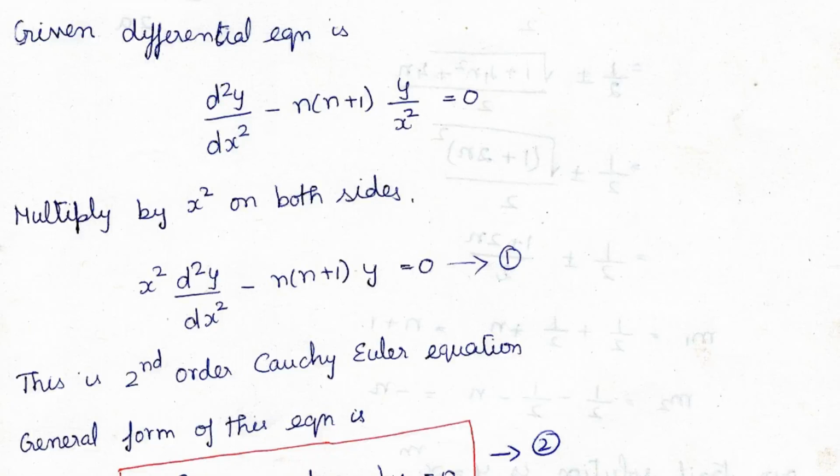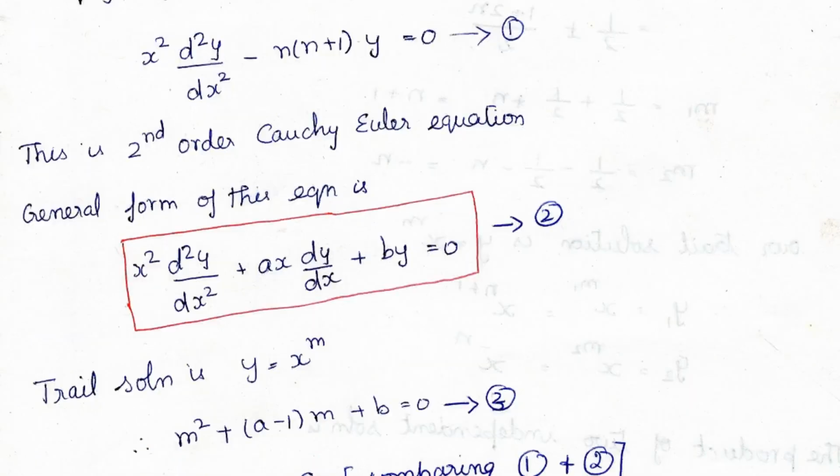This is a second order Cauchy-Euler equation. So the general form of this equation is x² d²y/dx² + ax dy/dx + by = 0. Now we consider the trial solution for the above equation as y = x^m. Then we will get m² + (a−1)m + b = 0.